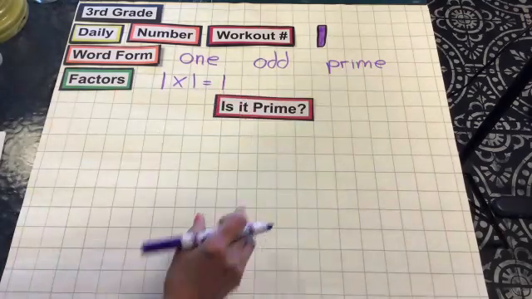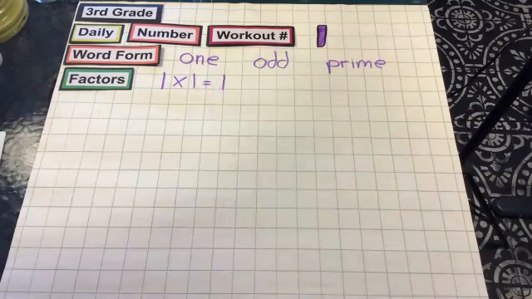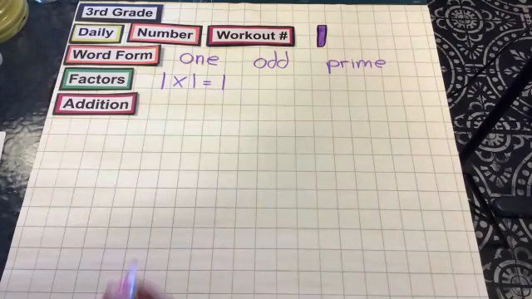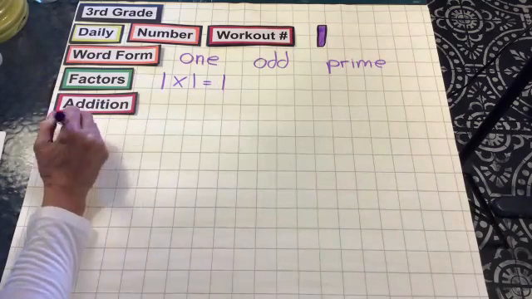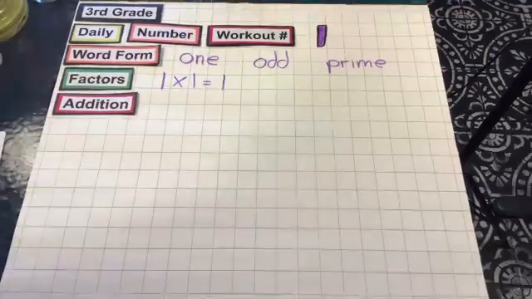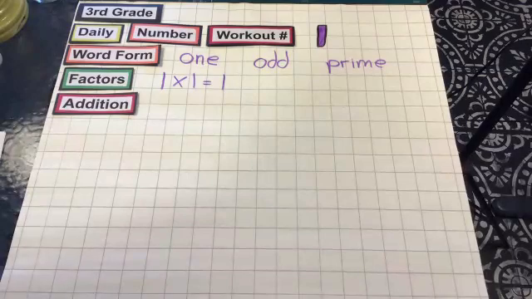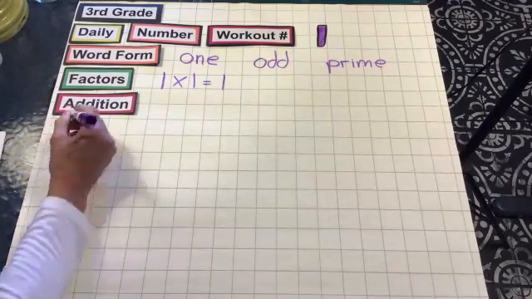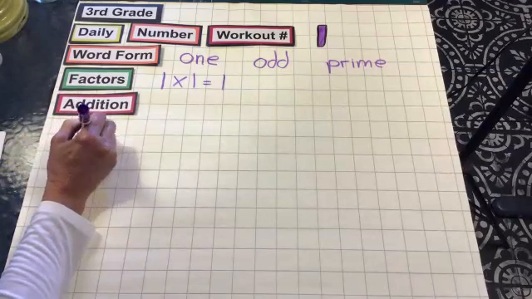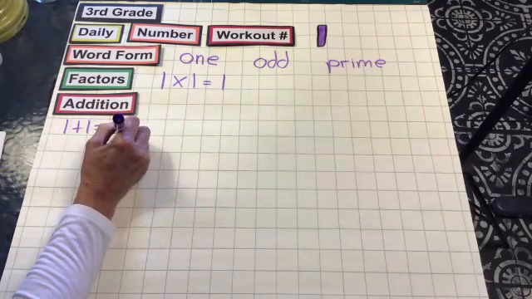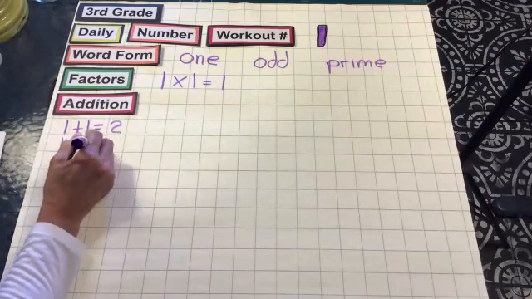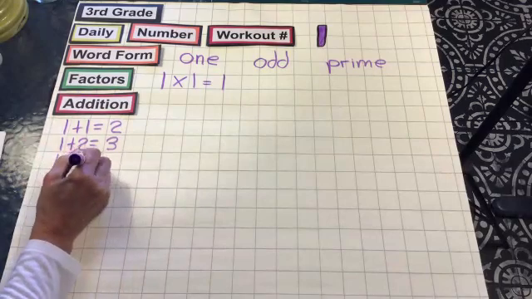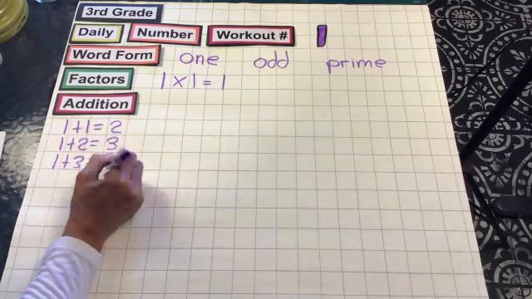All right. So let's go ahead and move on to our next category, which is addition. So here we go. Hopefully you have all this written down. I'll give you a few more seconds to get it all down. And then the word addition. So we'll have 1 plus 1 equals 2. 1 plus 2 equals 3. 1 plus 3 equals 4.